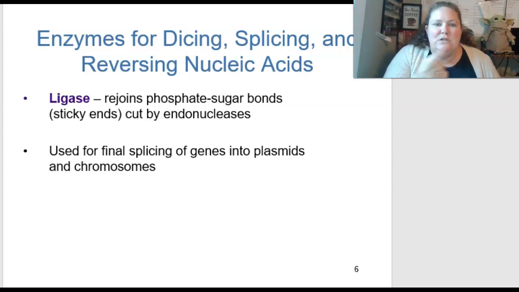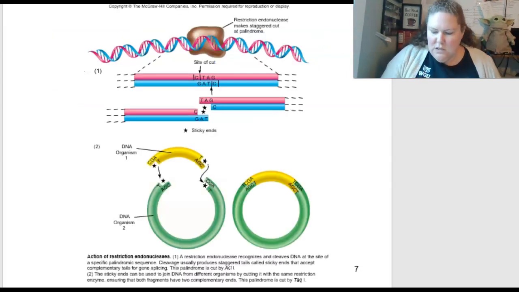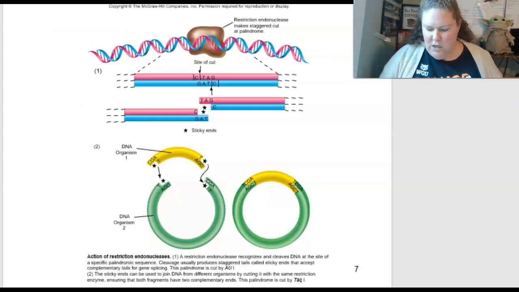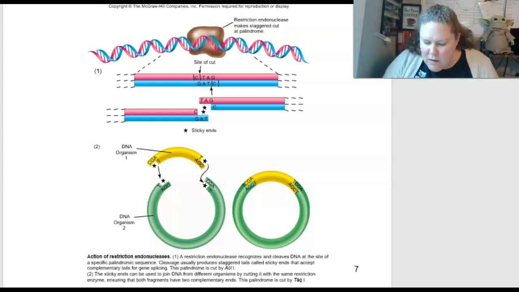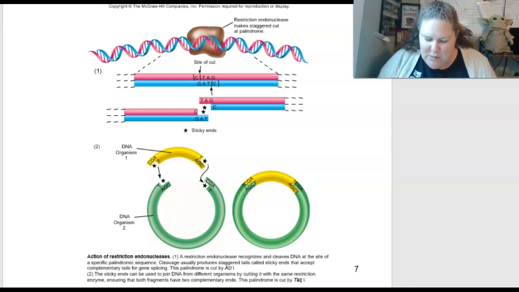And then this is used for the final splicing of genes into plasmids and into chromosomes. So you can see here in figure 10.2 that these are examples of cutting patterns by restriction endonucleases and how they're useful in gene splicing.